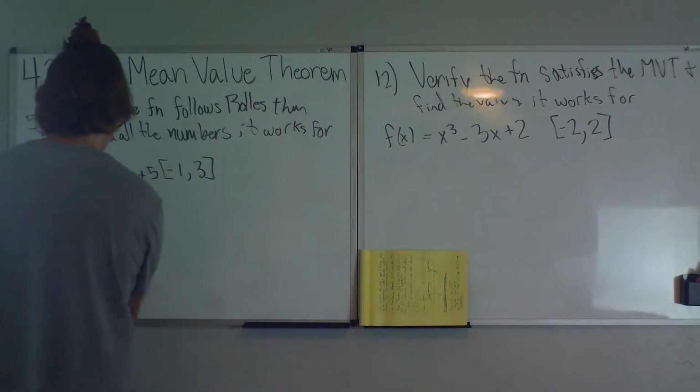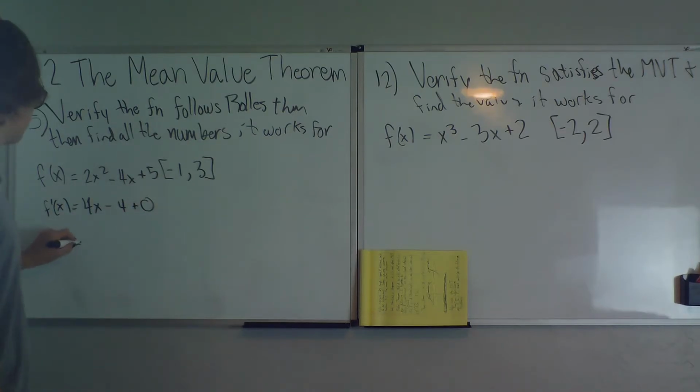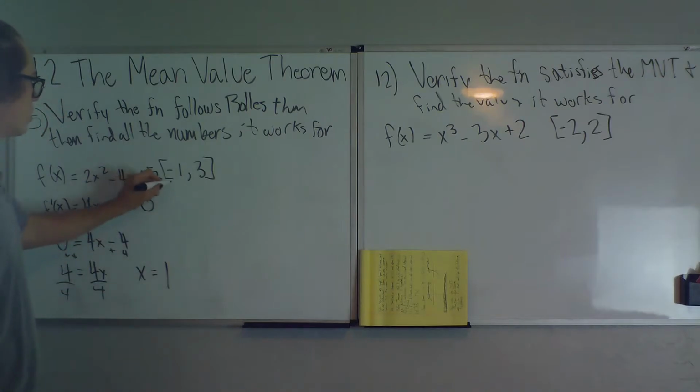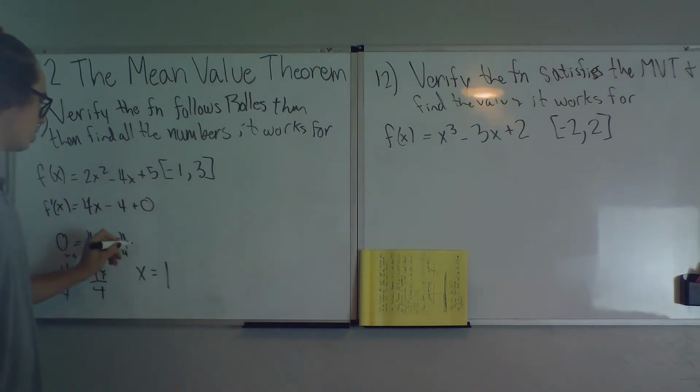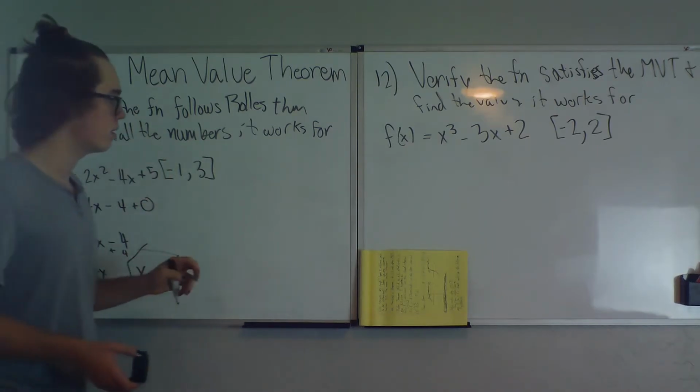How do we find critical values? Well, we differentiate, and this is power rule. So f prime of x is equal to 4x minus 4 plus 0. Then we want this to equal 0, so 4x minus 4 equals 0. And then we get 4 is equal to 4x, because we added 4 on both sides. Then we just divide by 4, and we get x is equal to 1. Then we check: is that in between negative 1 and 3? Yes, it is. So this is our only value, and we see that Rolle's theorem does work.